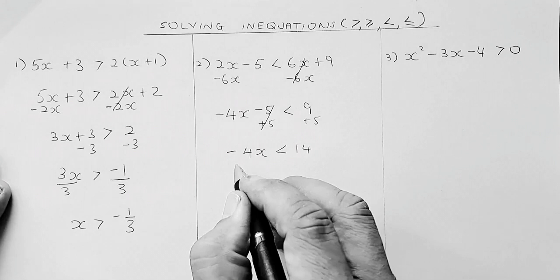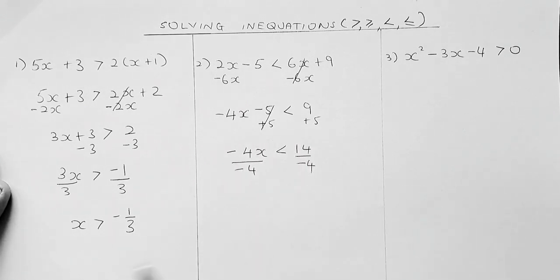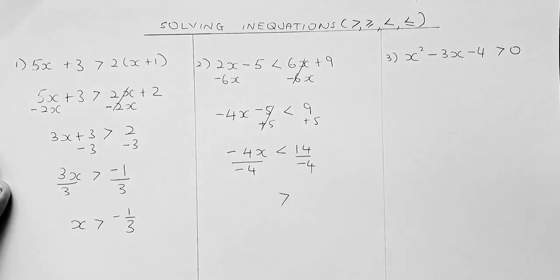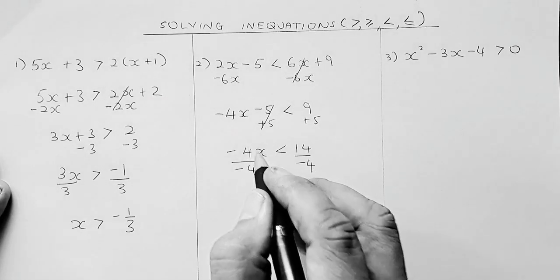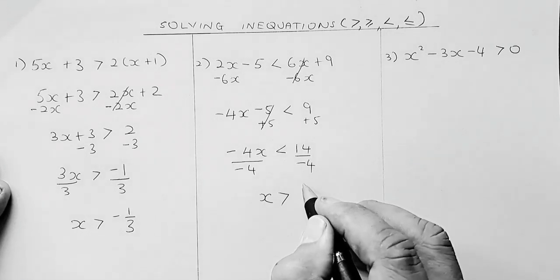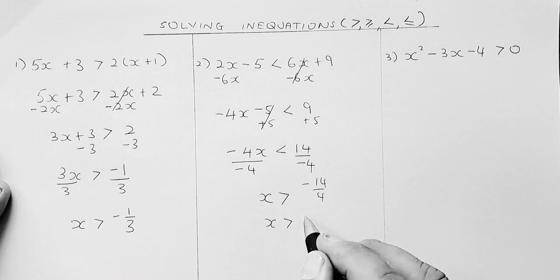Last but not least, you're going to divide by negative 4. Remember, when you divide by a negative number, you have to change the symbol. So this symbol is now going to be greater than, and minus 4 divided by minus 4 cancels out. So you are left with x is greater than minus 14 over 4, or you simplify it, x is greater than negative 7 over 2.